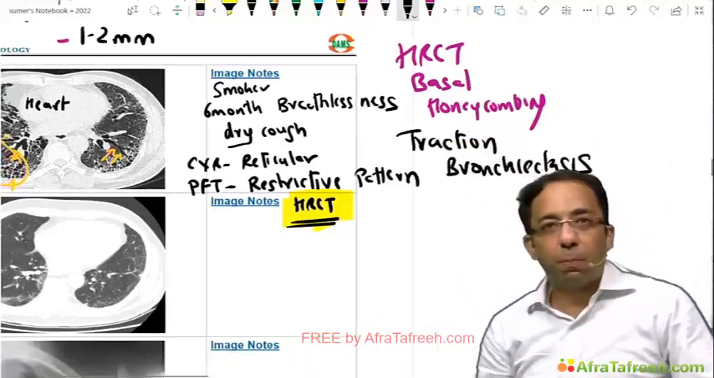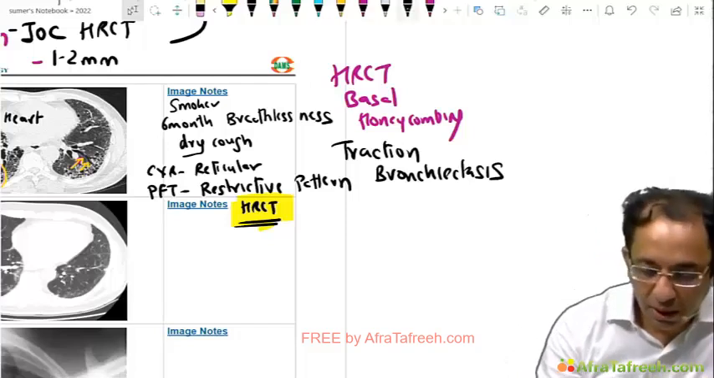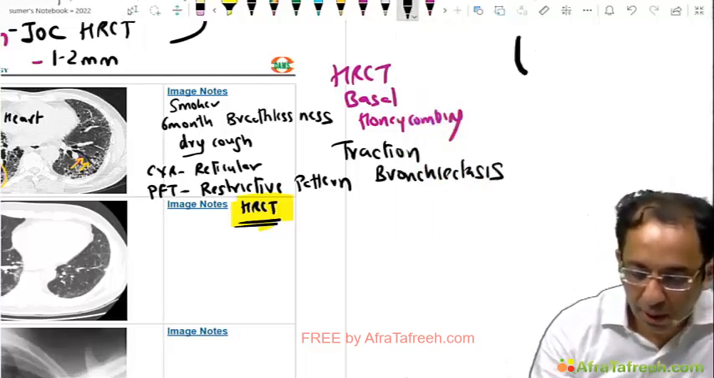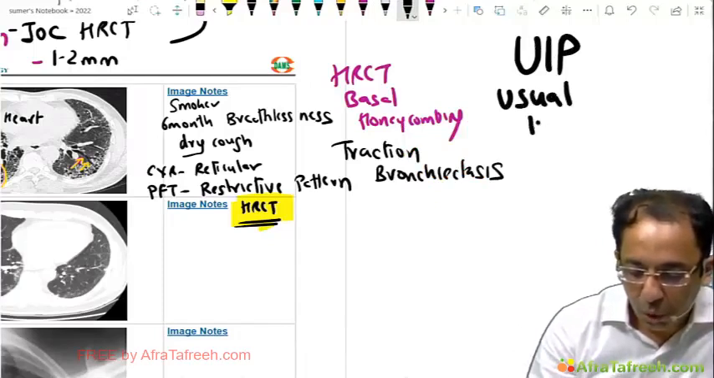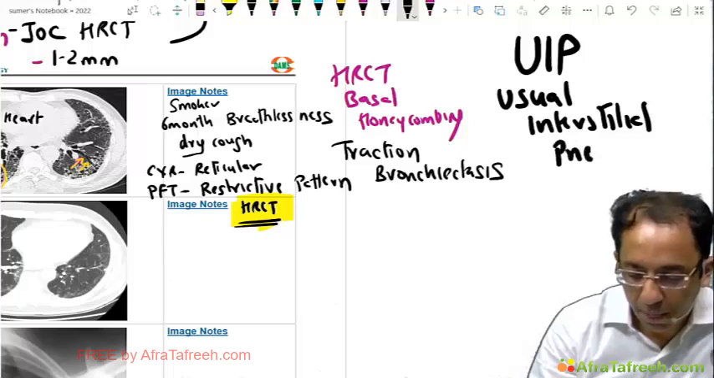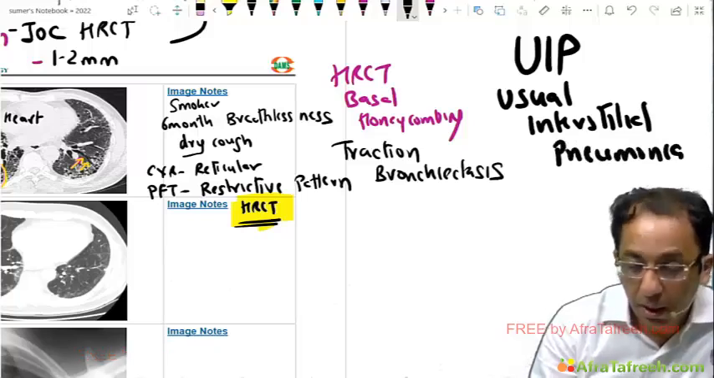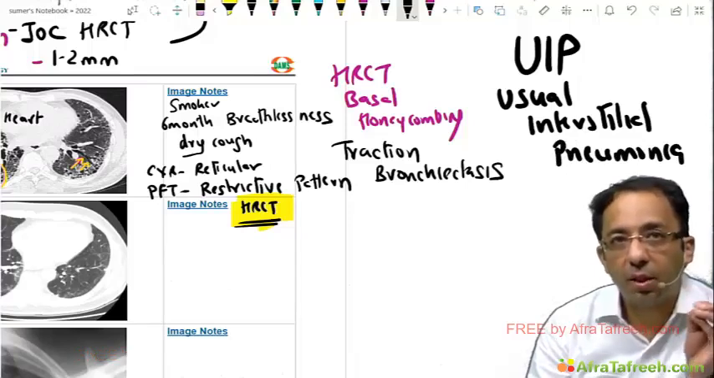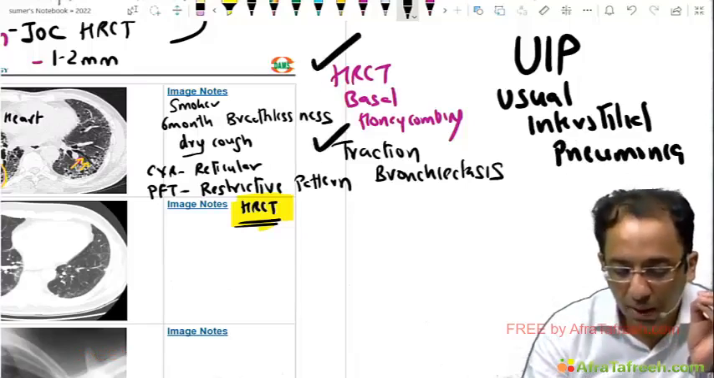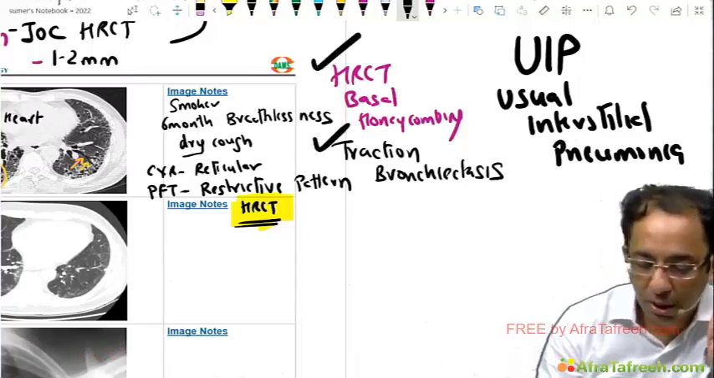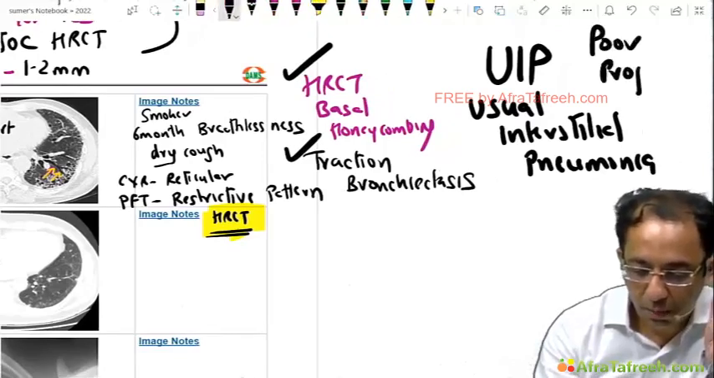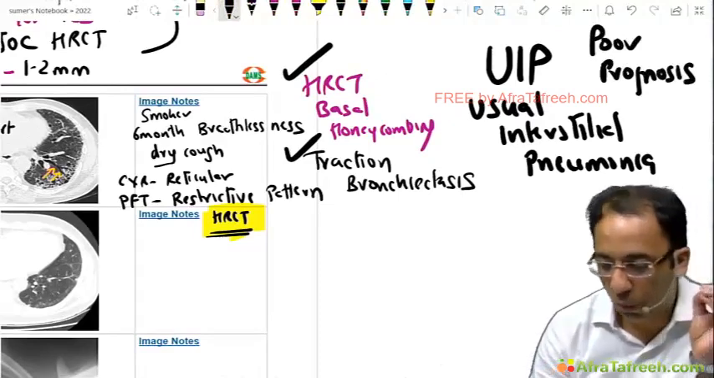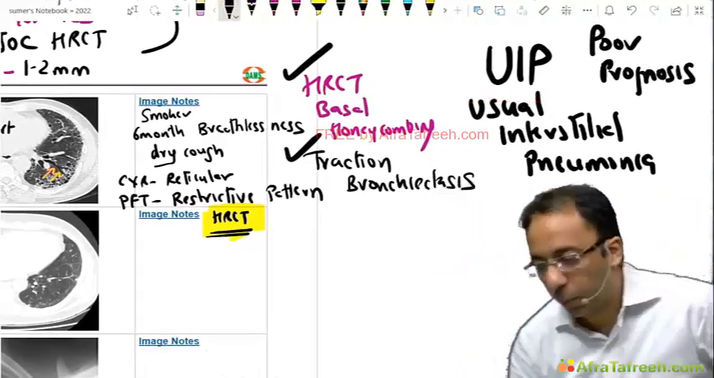Now tell me what is happening here. Anybody? This pattern of interstitial lung disease is now described as UIP. What is UIP? Usual interstitial pneumonia. That means there are end stage interstitial lung changes like honeycombing in the lung base and traction bronchiectasis. What does this indicate? Poor prognosis.